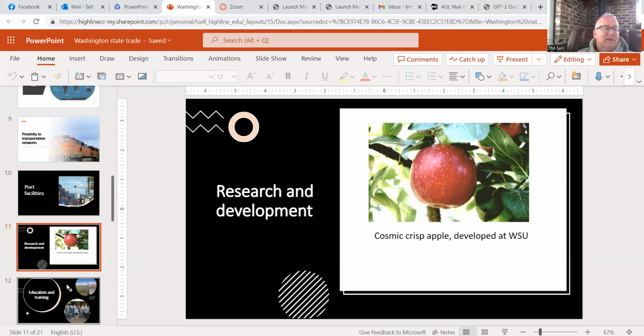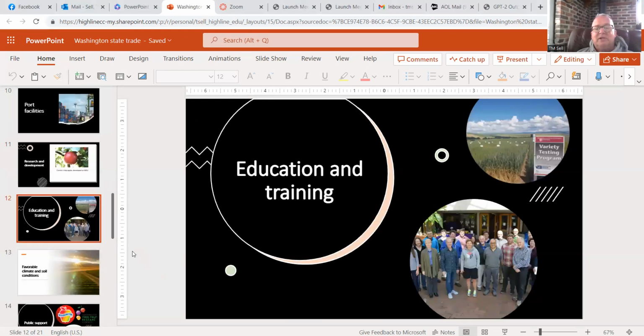Similarly, education and training, like the WSU School of Agriculture, like the University of Washington School of Forestry, not only do they do research and development, they also train people to work in these industries, which generally means the people are going to be more efficient and productive and better at their jobs.